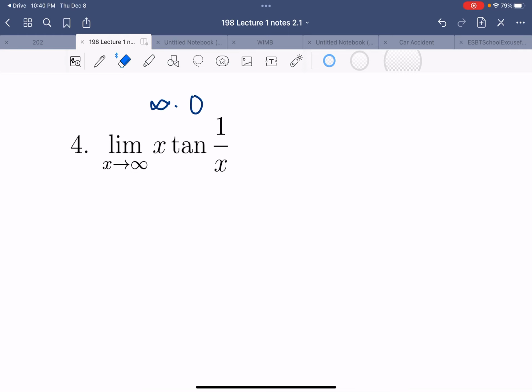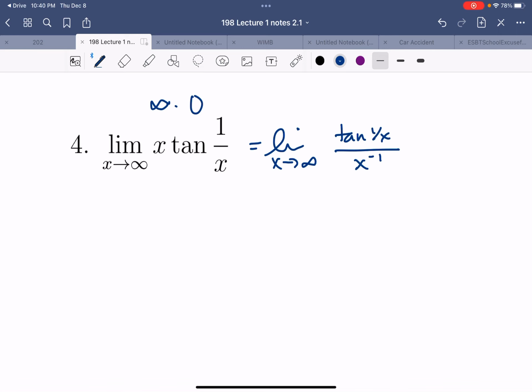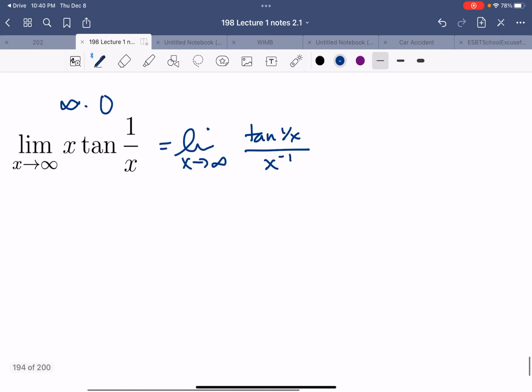And I'm going to move something to the bottom. So what I'm going to do is keep the tangent of 1 over x, and I'm going to move the x to the bottom again by making it x to the negative 1. And that's going to give me a 0 over 0.